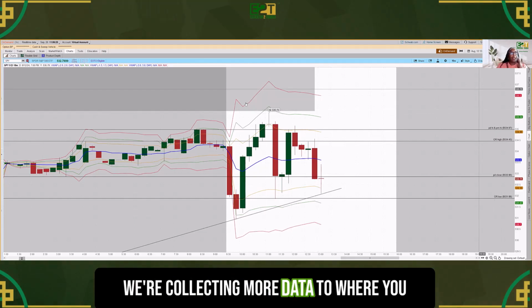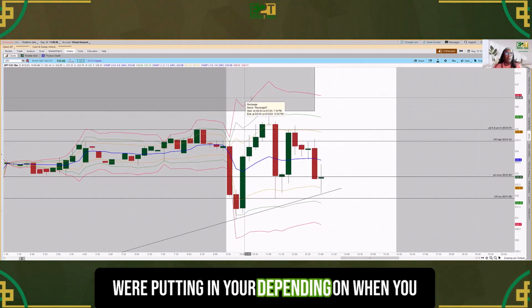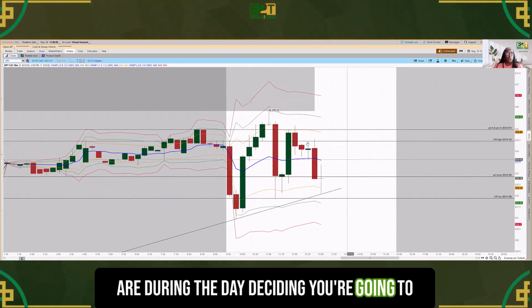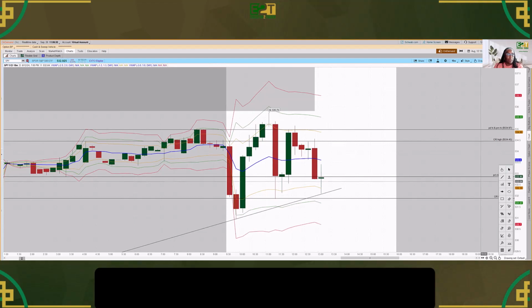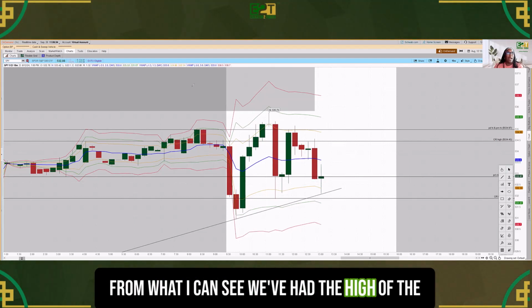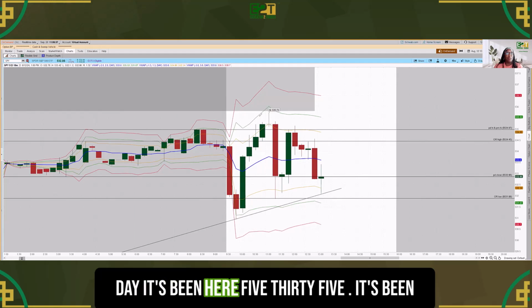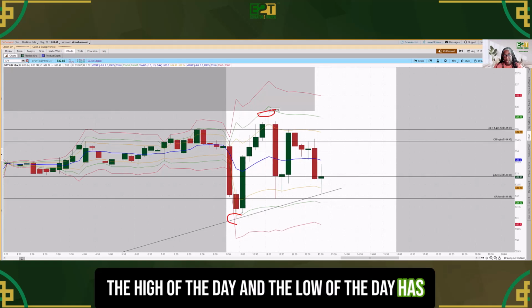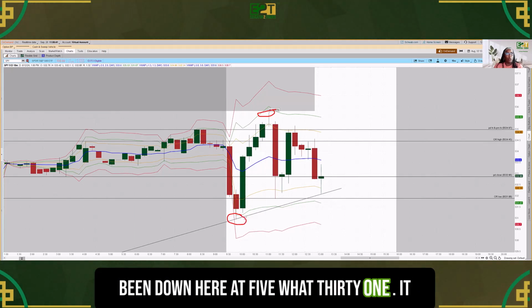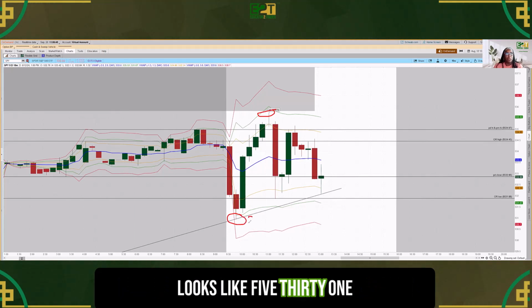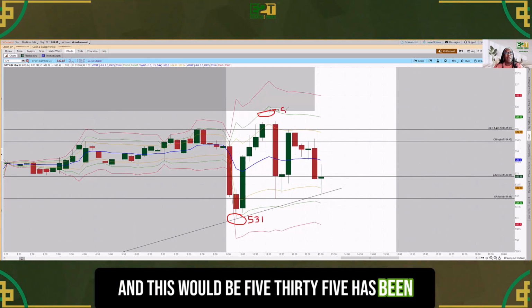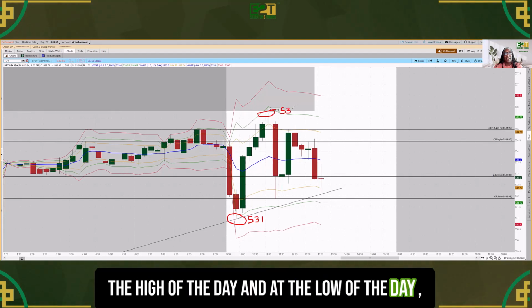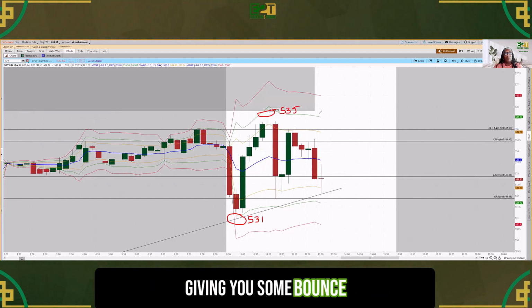We're collecting more data on where you're putting in your credit spreads, depending on when you are during the day. From what I can see, the high of the day has been here, 535, and the low of the day has been down here at 531, giving you some bounds.